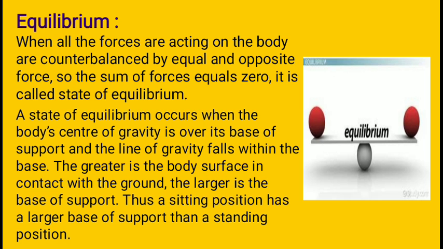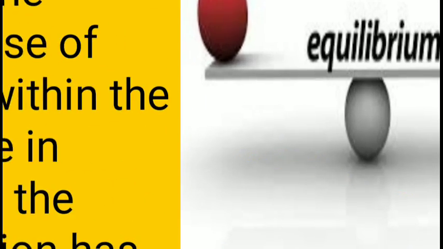Now a state of equilibrium occurs when the body's center of gravity is over the base of support. Now, base of support: you can see here a silver ball, that is the base of support.